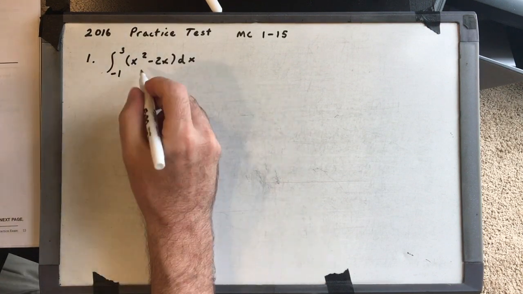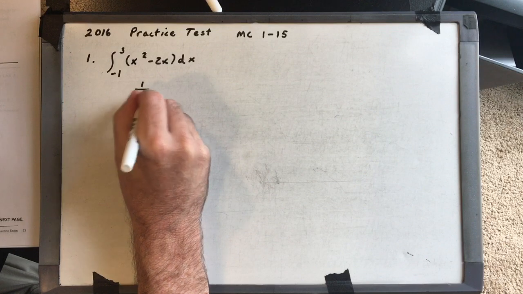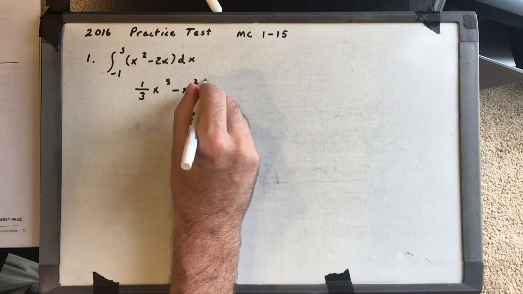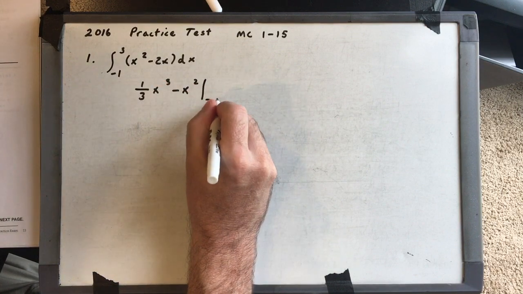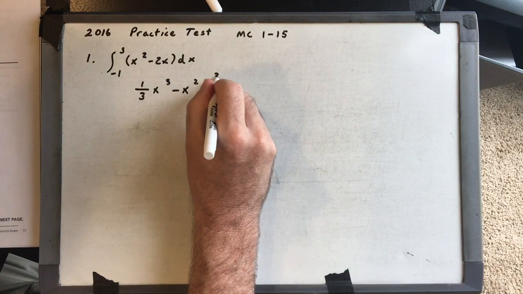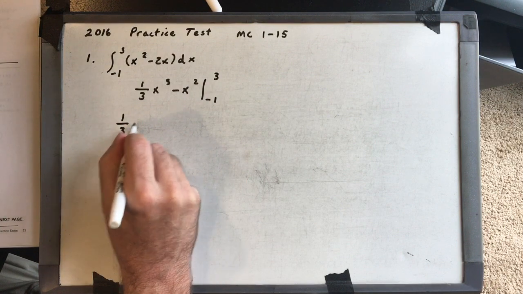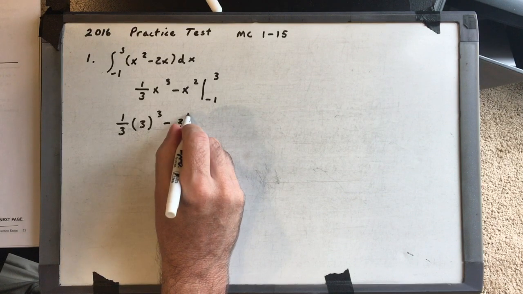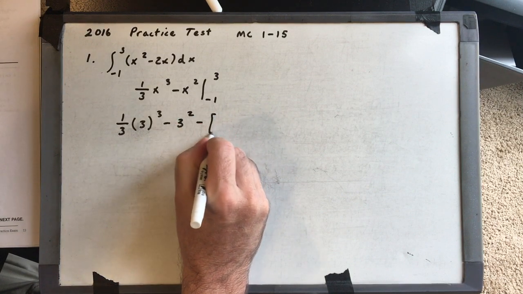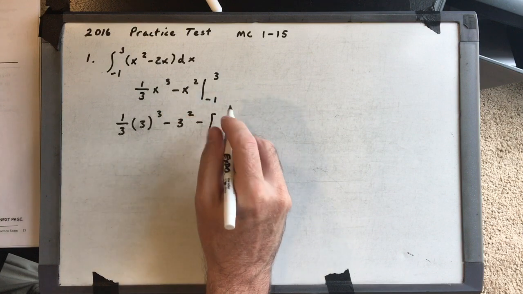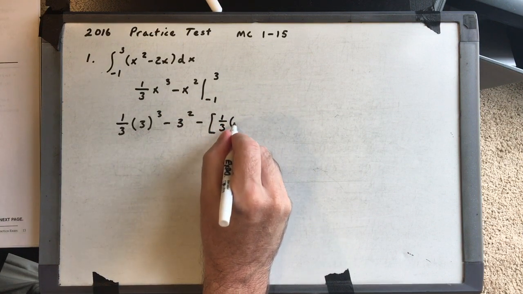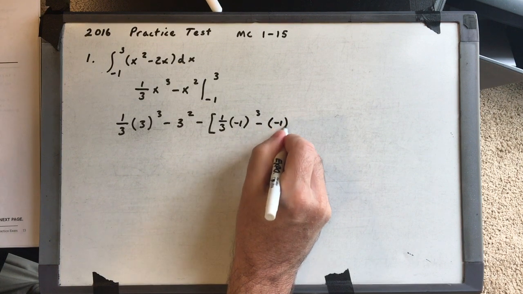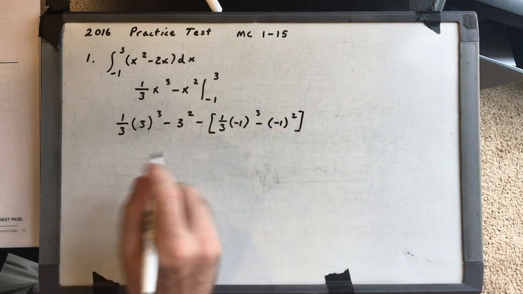So the antiderivative of this would be 1/3 x cubed minus x squared, and then we have to plug in the limits of integration -1 to 3. So this is going to be 1/3 times 3 cubed minus 3 squared, minus, let's put a bracket, and then we would have 1/3 times -1 cubed minus -1 squared. So we've got to be really careful with our signs here.